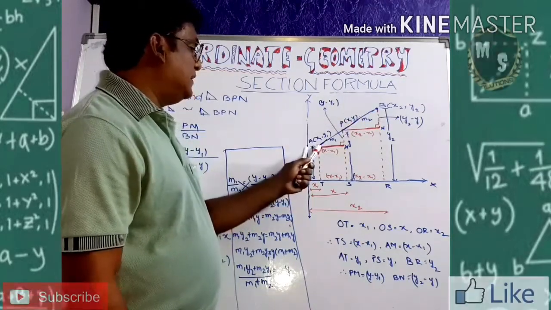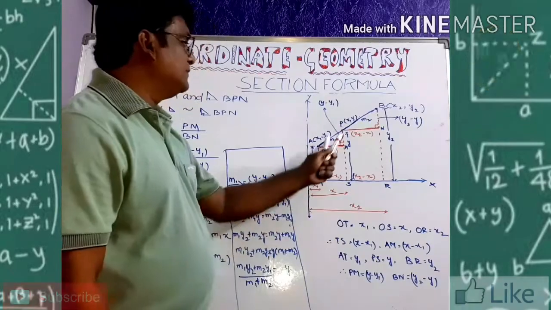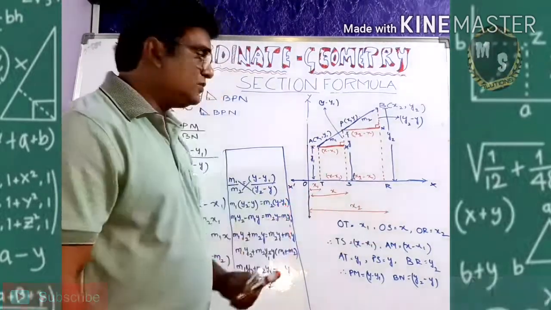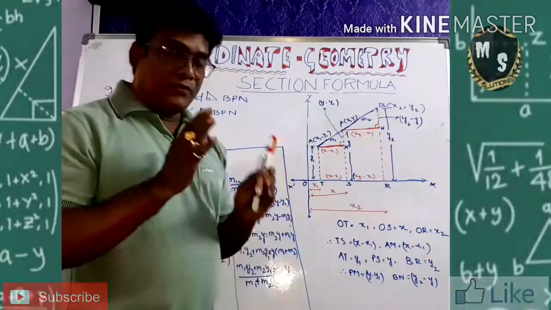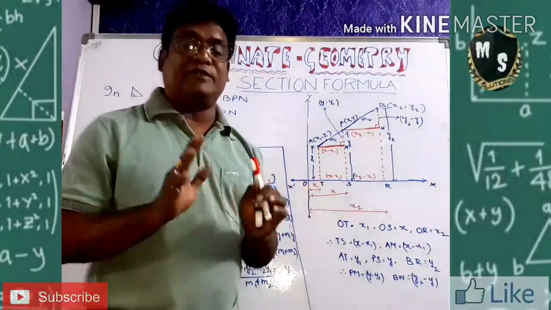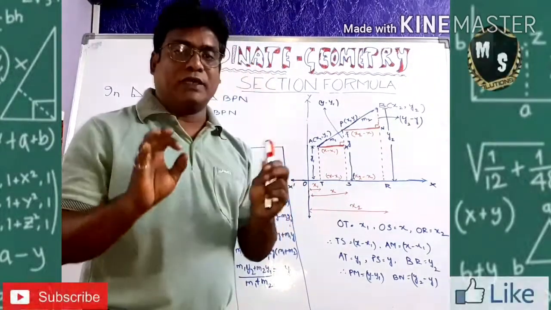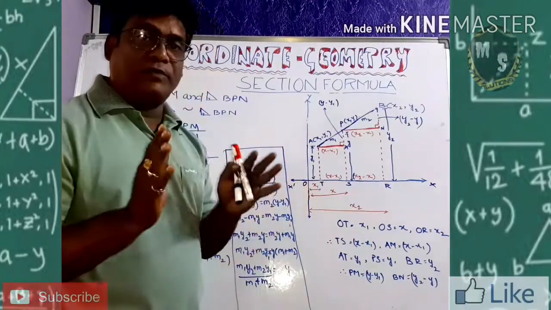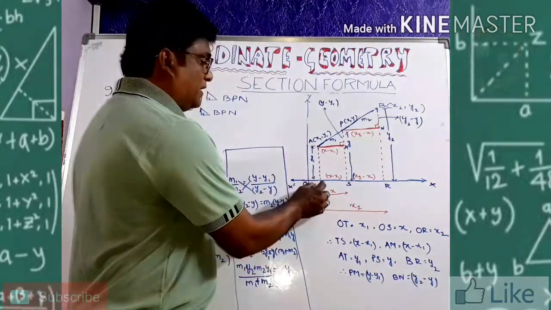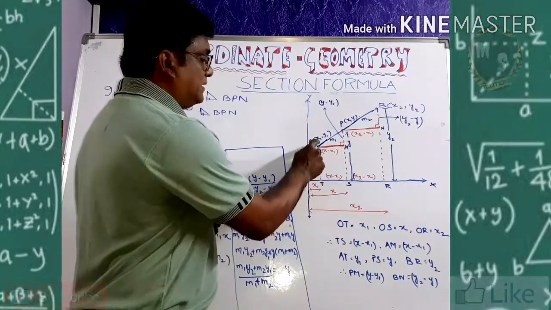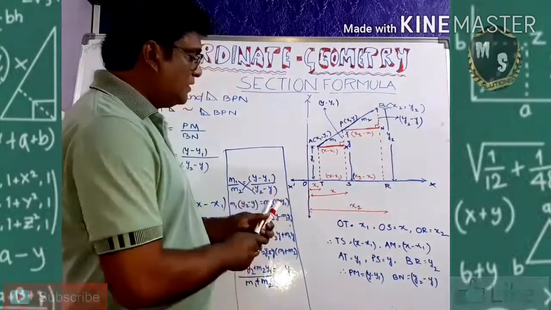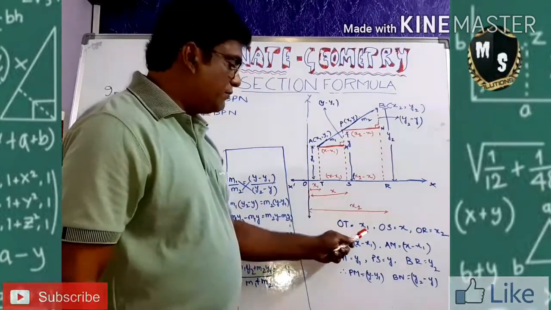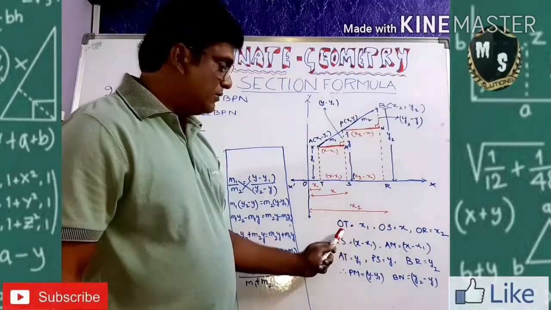Now what I did, I dropped perpendiculars AT, PS and BR to the x-axis. Clear? Understood now? Now you see, we are going for the measurements in the x-axis and the measurements in the y-axis. First of all, see how I am doing the measurement. From O to T, every measurement will be from the origin. So what is O to T? O to T in x coordinate is x1. So I wrote here OT equal to x1. Write it down.